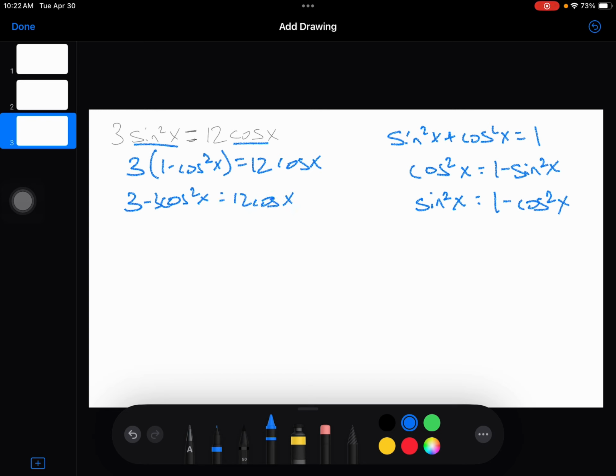And then we're just going to treat this like it's a quadratic since we have a squared. We're going to act like cosine x is just x, or you could substitute any other variable as you like. And we're going to move that to the other side in order to get the leading coefficient positive. So what we're going to end up with, I'm going to skip a step here, is 3x squared plus 12x minus 3. And you can see this is a standard quadratic equation.